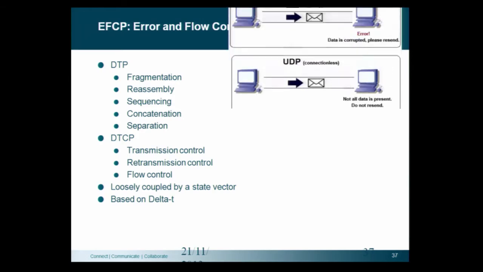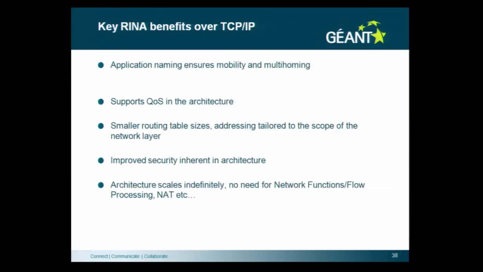So the key benefits of RINA over TCP/IP is application naming, so really having addresses in your application namespace, or names, not addresses, names. It ensures mobility, it ensures multi-homing. You have support for QoS in the architecture. Because you have routing per layer, you can really tailor your layer to the scope and have, for instance, hierarchical naming schemes and addressing schemes that really make sense. So it reduces the routing table size like CIDR did for IP, but you can really tailor it to the application.